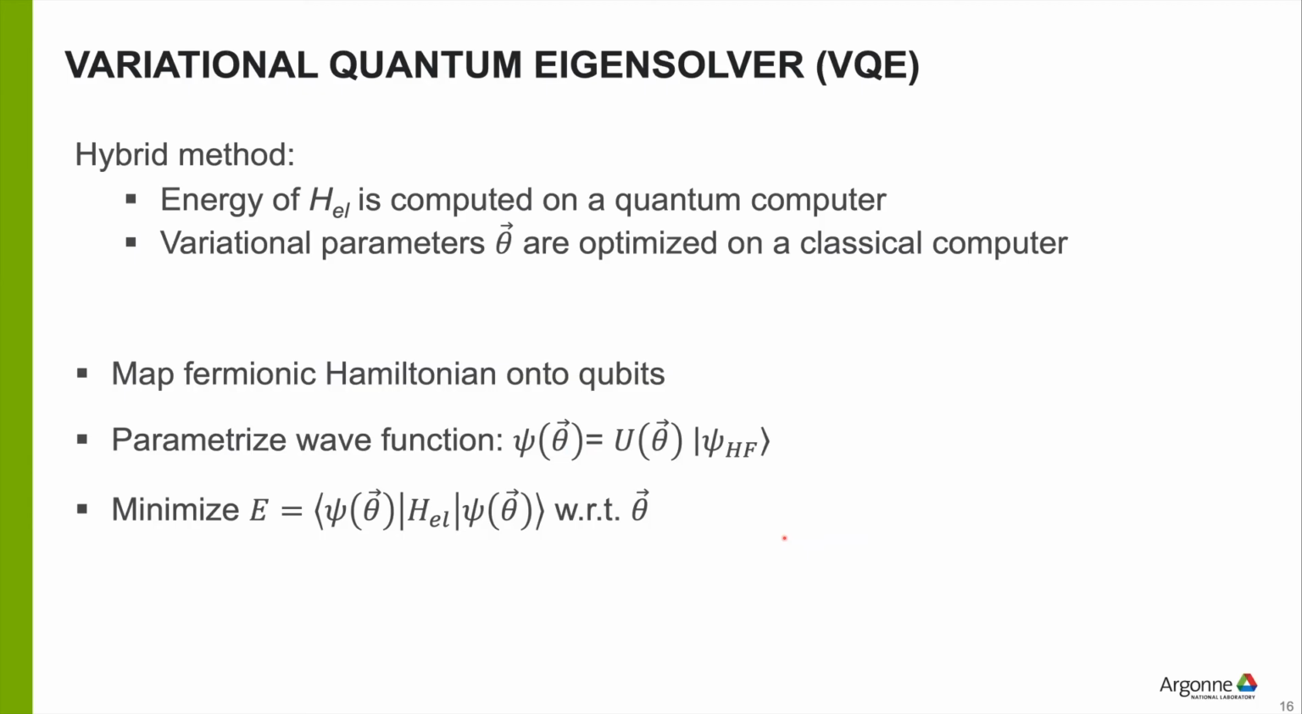So in the variational quantum eigensolver, as I already said, it is a hybrid method where the energy of the electronic Hamiltonian is computed on a quantum computer, and we have variational parameters that are optimized on a classical computer. And the main components here are mapping of the problem onto the qubits, parameterization of the wave function, and classical optimization of energy with respect to variational parameters that's done classically.